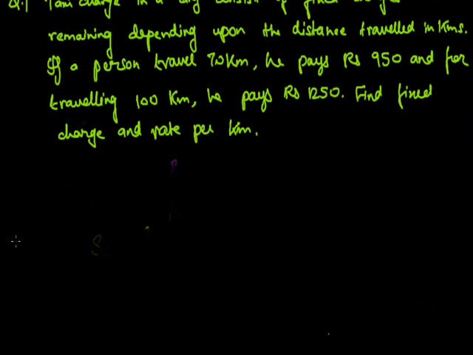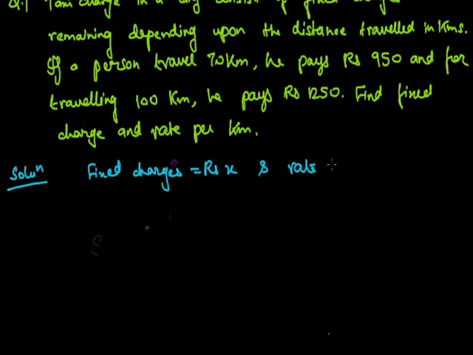So how to solve it is, accordingly we need to understand the question properly, that as there are two variables, that is fixed charges and rate per kilometer. So let's take fixed charges as rupees X and rate per kilometer as rupees Y. So accordingly we have taken two variables. Now first we need to make the equation, and after making the equation we need to solve the equation. Accordingly we need to find out the value of X and Y.